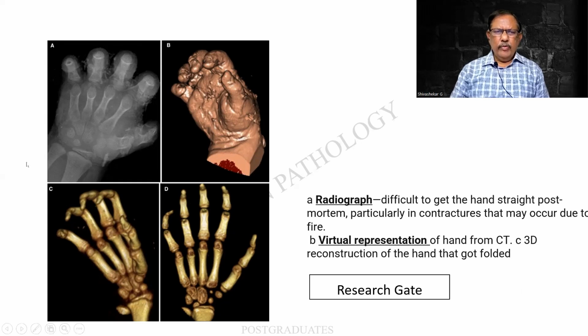Look at this case. You find that this is a hand, and it is difficult to get the hand or the fingers straight. Probably a little bit of rigor mortis has been setting in, after which you cannot straighten it. But when there is a virtual representation or imaging, you find that the digits can be presented as straight. And you can identify any abnormalities, or sometimes a small tumor or a crack fracture, etc. And a 3D reconstruction of the entire hand is possible.